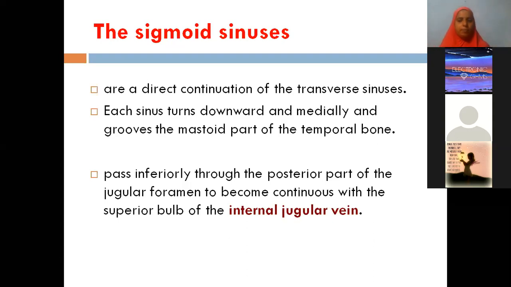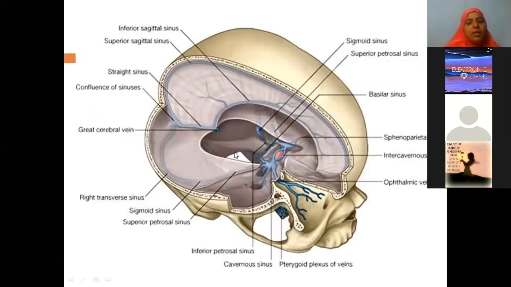Brachiocephalic. The right and left brachiocephalic veins will join to form the superior vena cava. Where is the superior vena cava opening? Right atrium. Very good. It is opening into the right atrium.